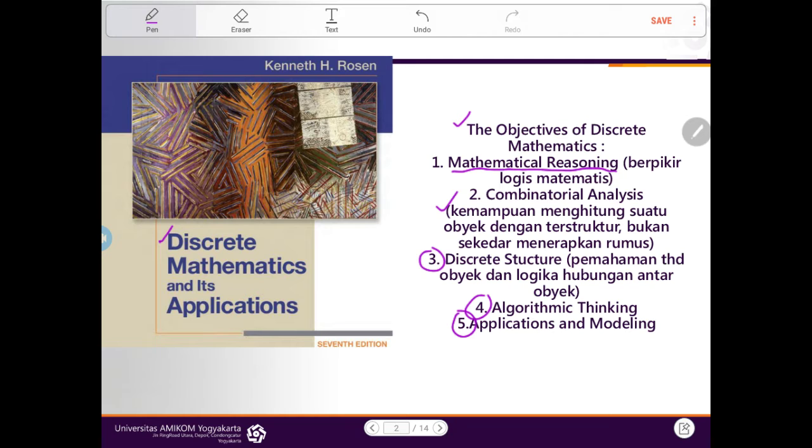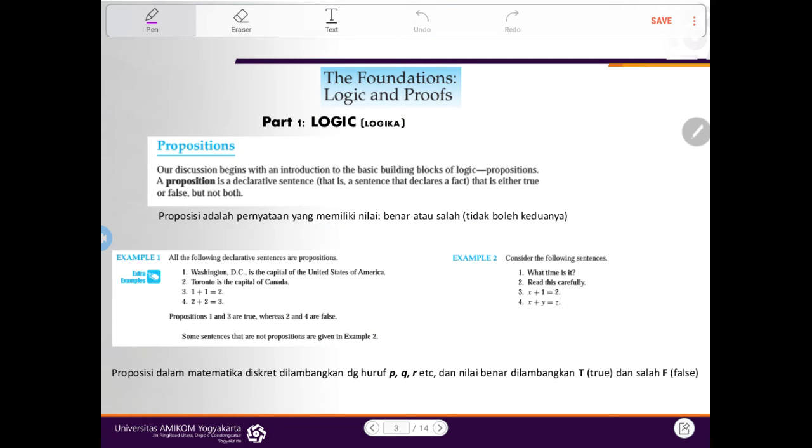Okay, this is actually the discrete mathematics is the special mathematics for computer scientists. It is different from continuum mathematics, like calculus or linear algebra. Quite different. We will explain in detail after this. Okay, we will start with the foundations in discrete mathematics, logic and proof, and on this occasion we will start with logic.